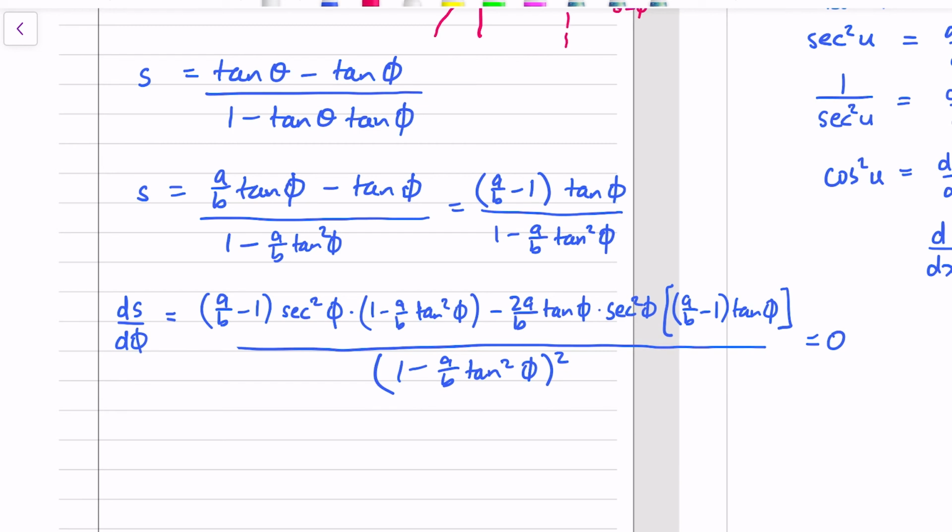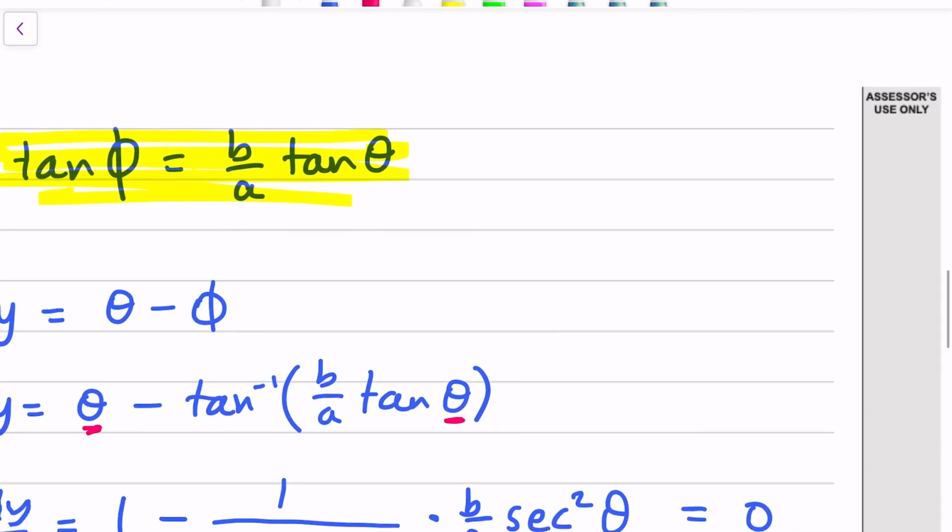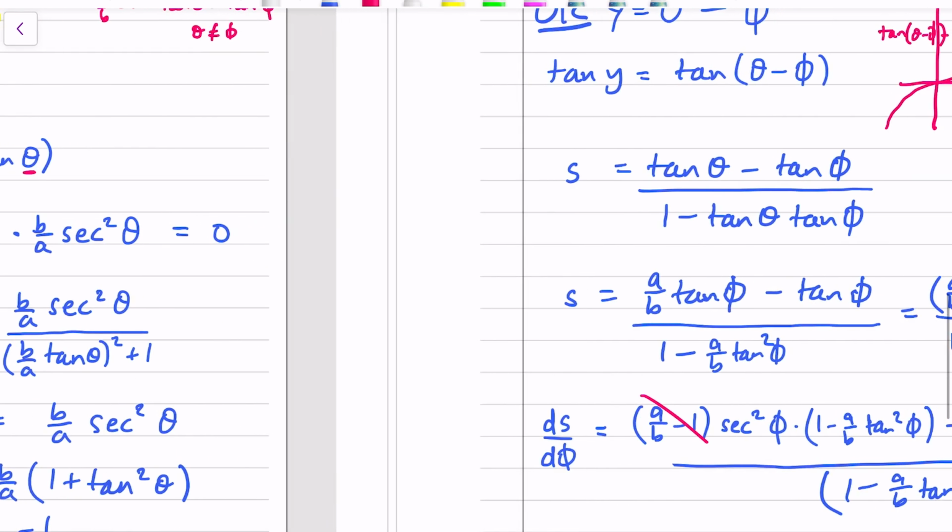Okay, fortunately we can cancel out a whole heap of stuff here. We can divide out that factor in both of the terms because a over b is not equal to 1. If a over b equaled 1, we'd get tan theta is equal to tan phi. But we know that theta doesn't equal phi because that would be the minimum. That would be when there's a difference of 0. So we can rule that out.